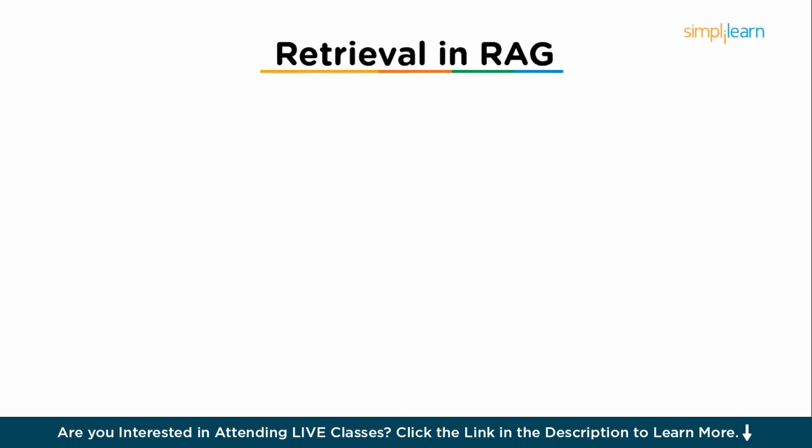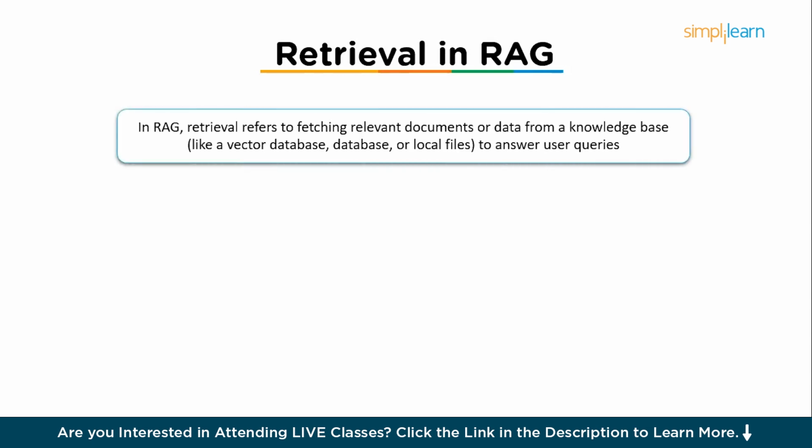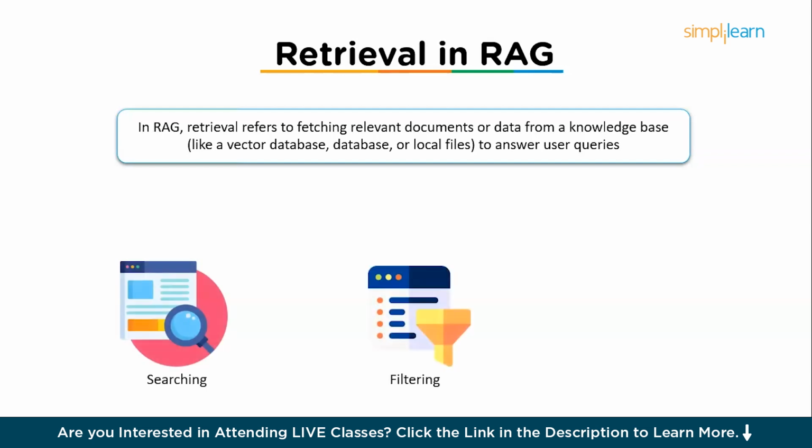So let us understand what retrieval in RAG is. In RAG, retrieval refers to fetching the relevant documents or data from a knowledge base like a vector database, or local files, to answer the user queries. It helps in searching, filtering, and retrieving information efficiently.